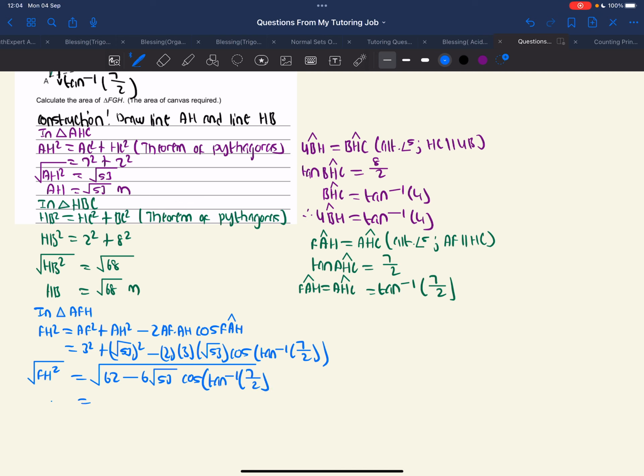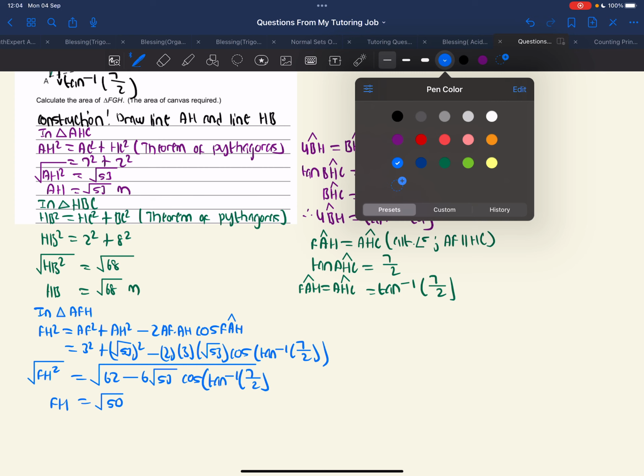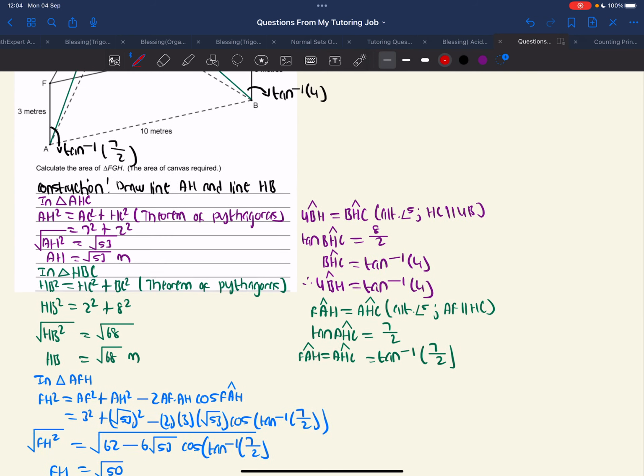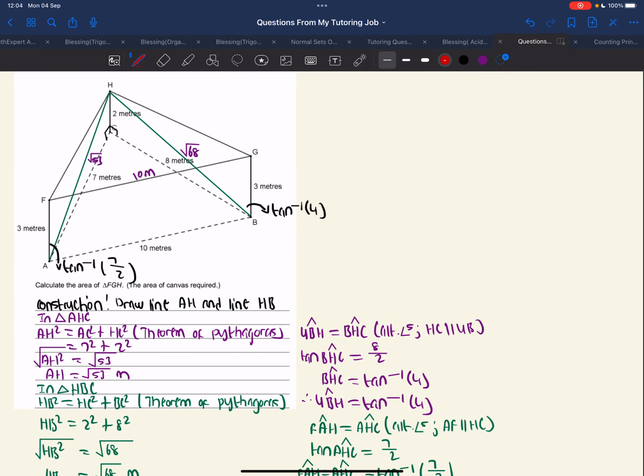Then basically your FH is going to be square root of 62 minus 6 square root 53 cos of shift 10 7 over 2. And if you do that, you're going to get an answer which is square root 50.